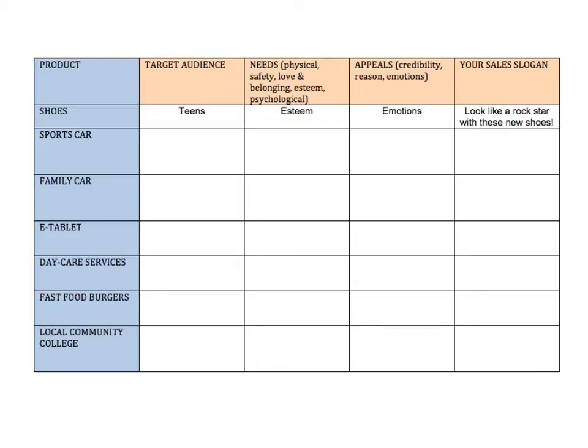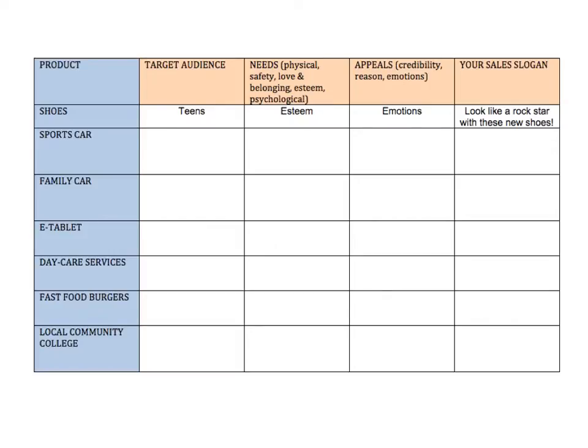If you're going to have the target audience of teens, you might focus on their need for having a good self-esteem, making them feel better, because shoes do sometimes make teens feel better. If you're going to appeal to their esteem, an appeal that would work really well would be emotions. You want them to feel better, so you're going to focus on emotions more than reason or credibility. And then a sample sales slogan might be, "Look like a rock star with these new shoes," because you're playing with their emotions of making them feel like rock stars.